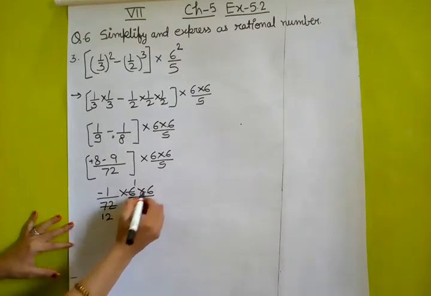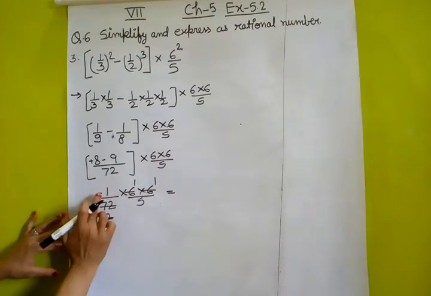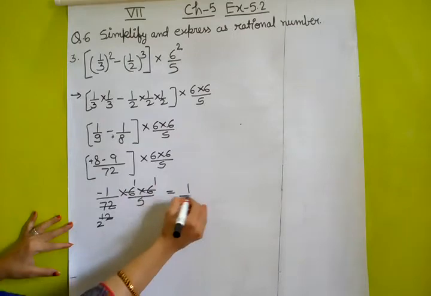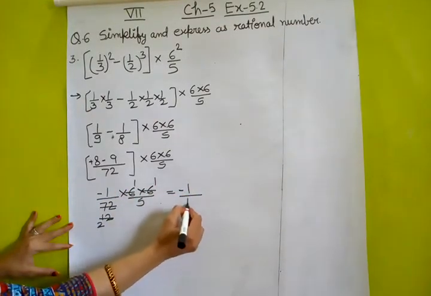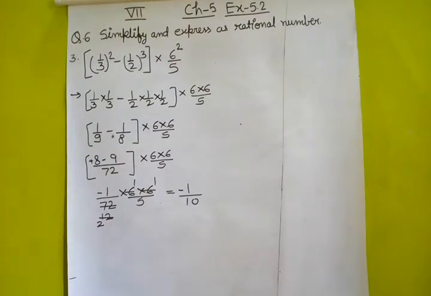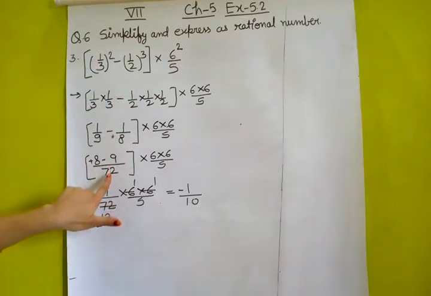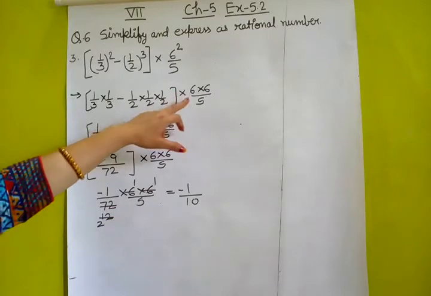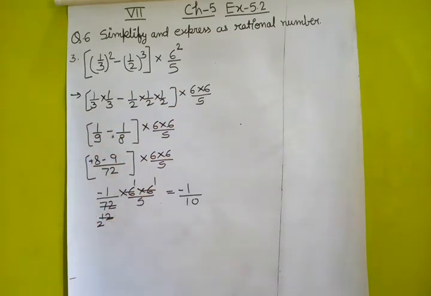6 twos are 12. Again 6 ones are 6 and 6 twos are 12. Students, upside 1 multiply 1 multiply 1 will be 1. And this minus sign will come as it is. Downside 2 multiply by 5, it will be 10. So minus 1 upon 10, students, this is your answer. In this question, first I solved this bracket, then I got 9 minus 8 upon 72. And this 6 multiply 6 upon 5, I solved separately. And afterwards, I used the cutting method. Now, next part.